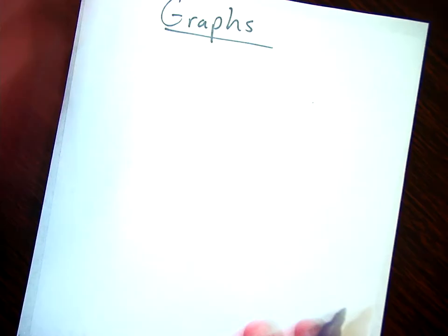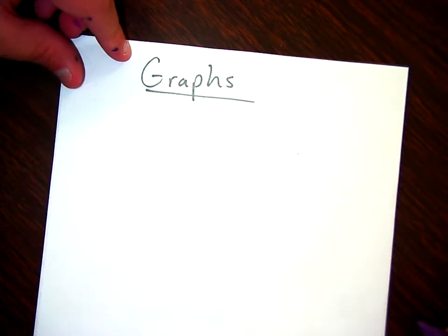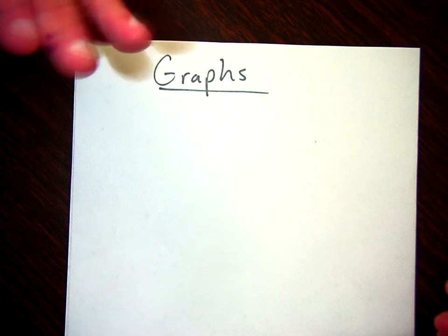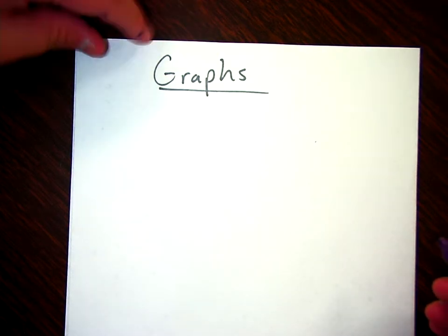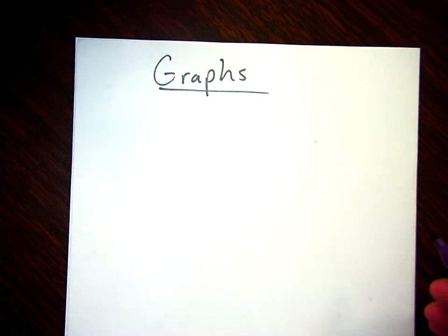Now the last thing we're going to do is take a look at some graphs. Okay, there's a very easy way to tell on a graph if a relation is a function. But in order to understand why this works, let's take a look at some that we know are not functions.